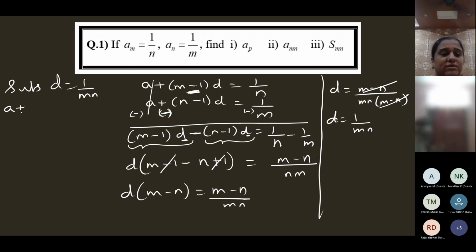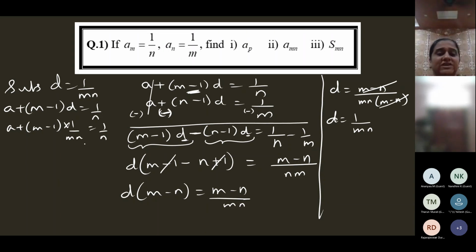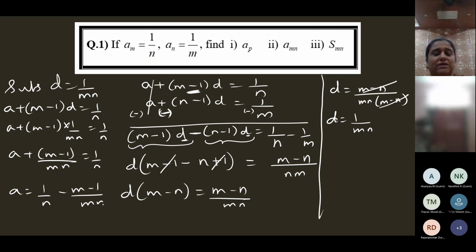So you get A plus, supposing you take the first one, m minus 1 into D is equal to 1 by n. So A plus m minus 1 into D, that is 1 by mn, is equal to 1 by n. Because D is 1 by mn. So that means A plus m minus 1 by mn is equal to 1 by n. Now remember children, here we are finding A. We found D. Now we are finding A. So A is equal to 1 by n minus m minus 1 by mn.